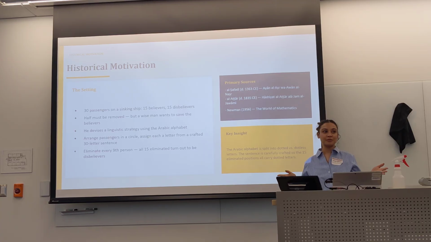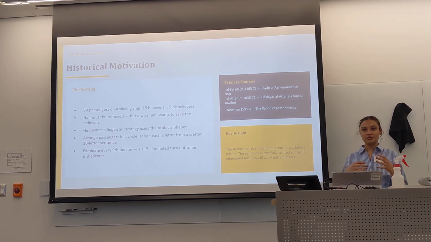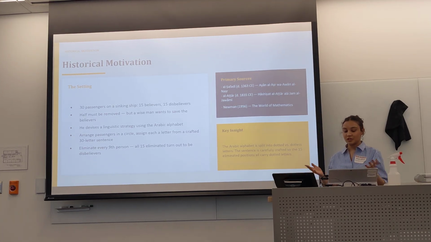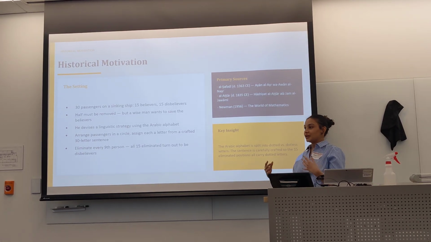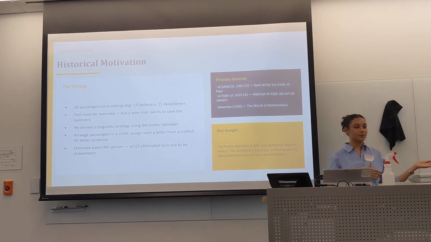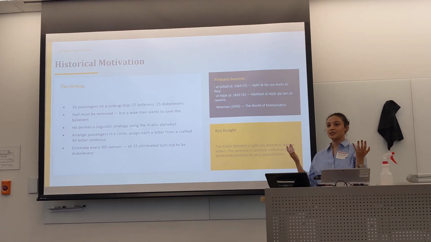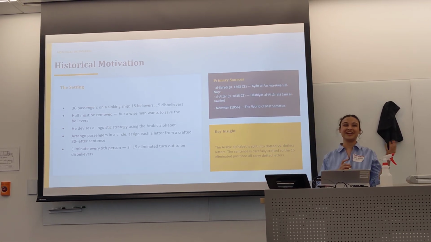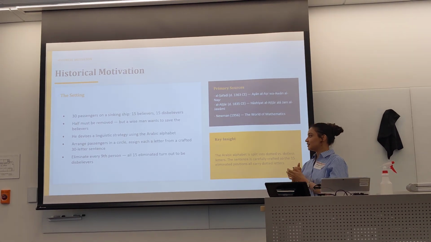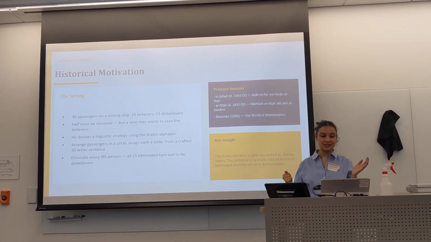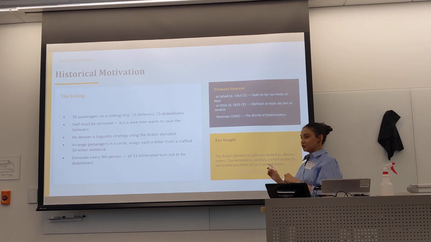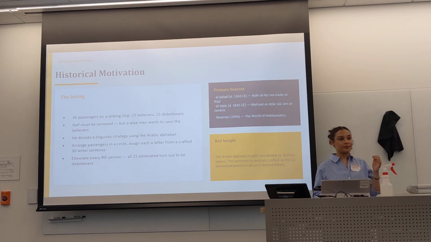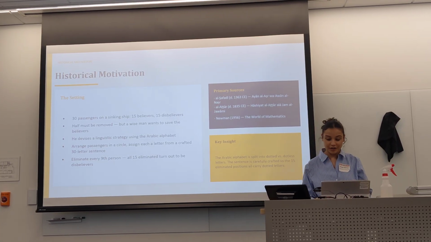It's about a ship that has 30 passengers, and they're divided into two groups. 15 are believers, 15 are not believers, and this ship was sinking. So the captain said we have to sacrifice half of the passengers so the ship survives, and it has to be random, we cannot be playing favorites. But he is very wise, and he devised a plan, one might say a linguistic strategy, using the alphabet and a verse that we will talk about a little bit later, to be able to eliminate every single non-believer, and all the believers survived.